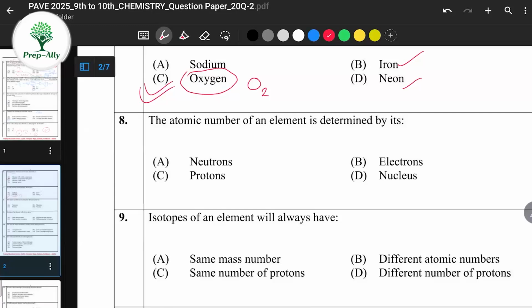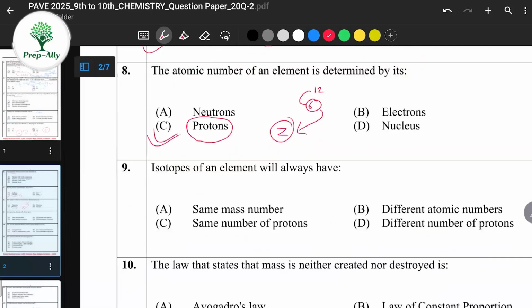Question number 8. The atomic number of an element is determined by its. Definitely, atomic number is determined by total number of protons. And total number of protons is also known as atomic number, which is represented by the symbol Z. For example, for carbon we write atomic number 6, mass 12. So this is called Z, atomic number, which is equal to number of protons. Correct option is C.